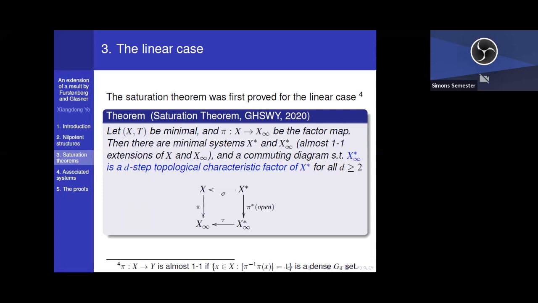This means the preimage of a point is a singleton on a dense G_δ set. Then you will find the resulting π* will be very nice. So this is a d-step topological characteristic factor of X*. Okay, I will explain what it means, why we call this saturation theory.